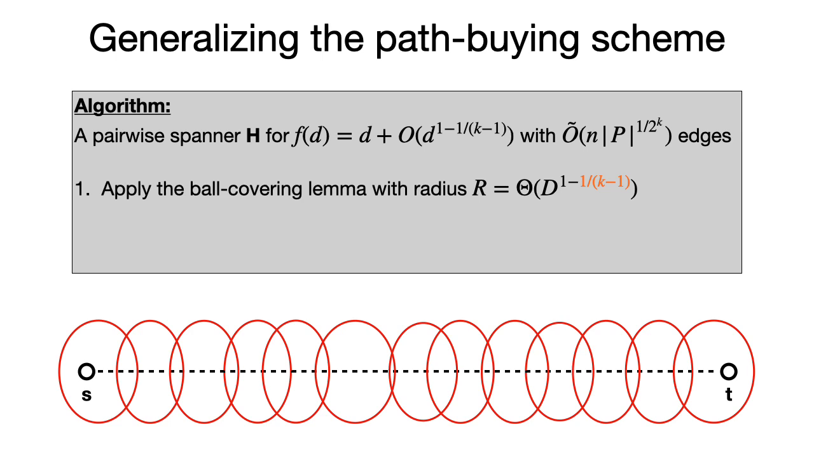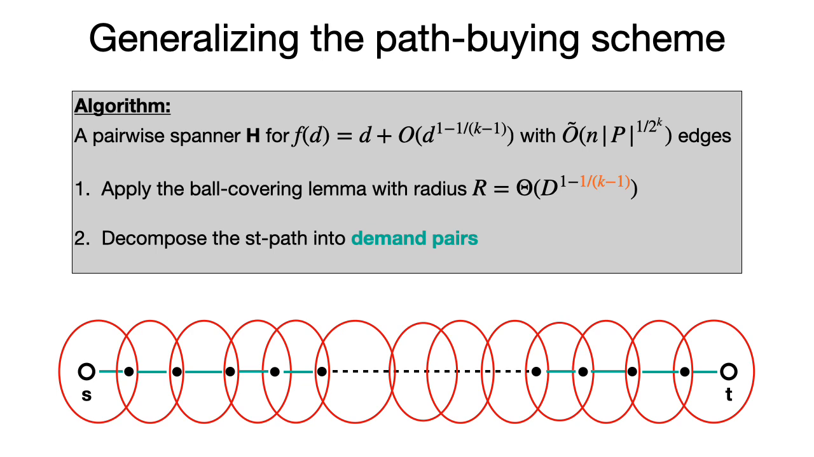To generalize this algorithm for larger k, apply the ball covering lemma with radius r equal to d to the 1 minus 1 over k minus 1. Then use these balls to cover the s-t path, which naturally decomposes the path into shorter segments. As an analogy with the base case where k equals 2, we can view each ball as a pivot and each segment as a single edge.